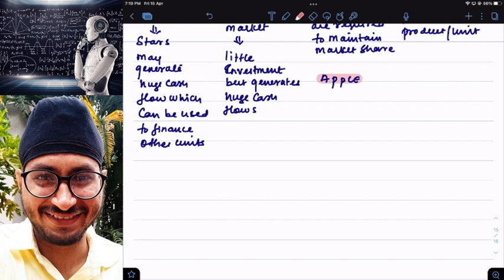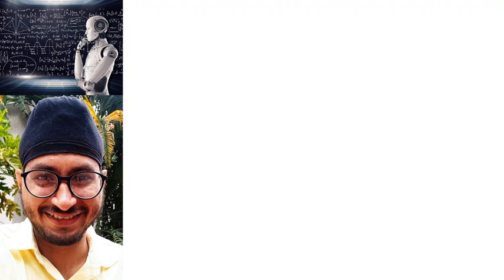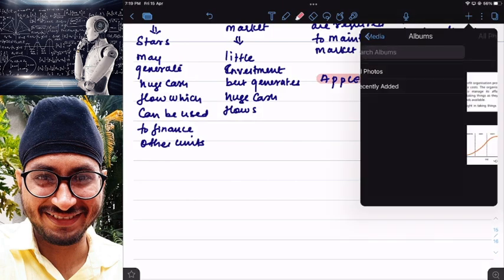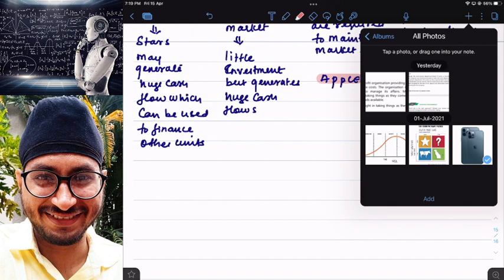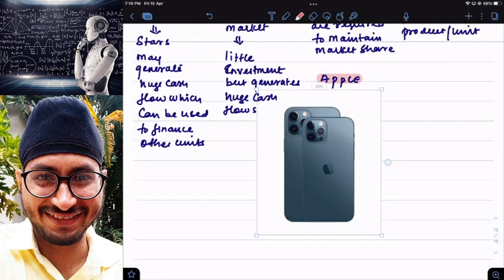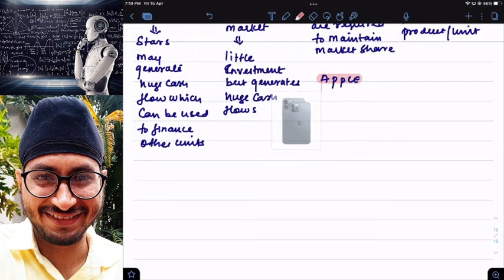Clear? Let us decide. Sir, the first product I am showing here is an iPhone. Here is an iPhone. So I will take the photo here. So this is an iPhone, which is the most popular product of Apple.